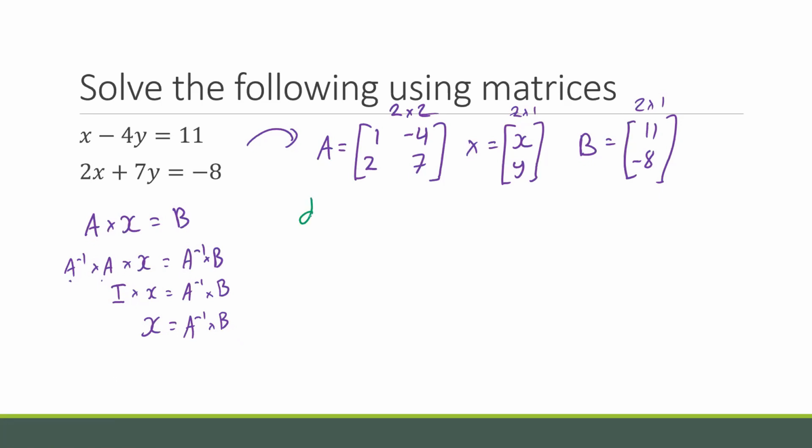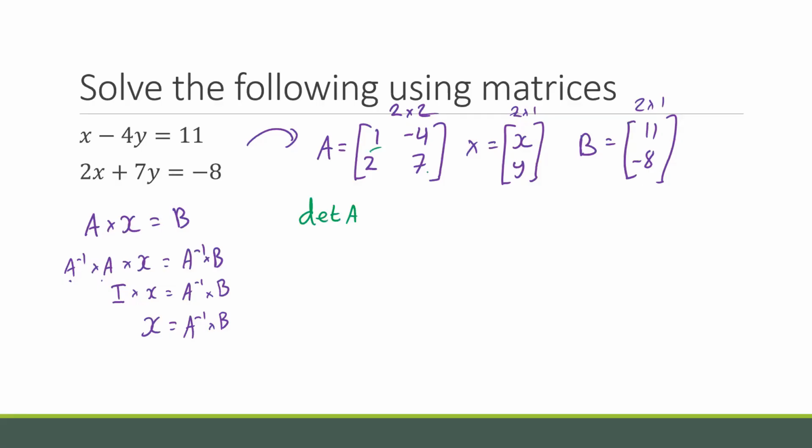To find the inverse of A, we need to find the determinant of A. Determinant of A is going to be this, oh, whoopsies. You need this number times this number minus this number times this number, minus negative 4 times 2. That's going to give me 7 minus 8. So my final answer comes out to be 15.